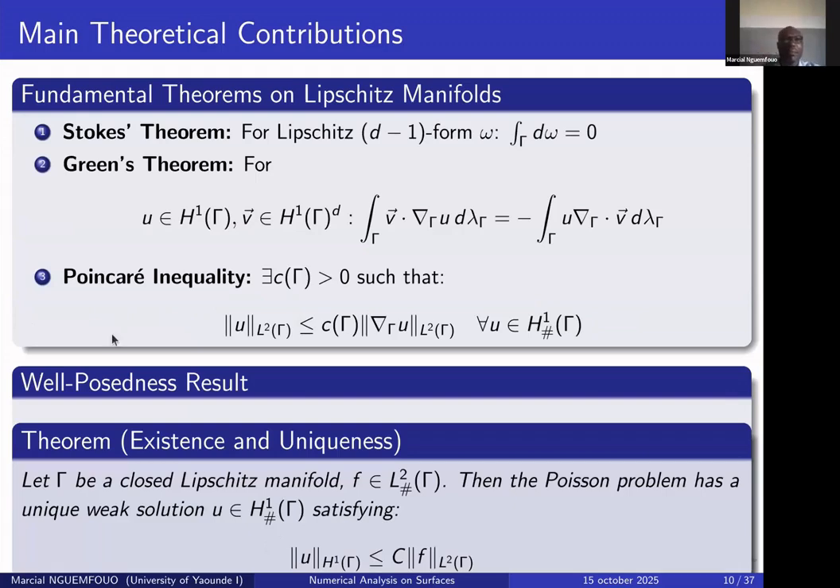The main theoretical contribution. To solve our problem, to derive the weak formulation in order to obtain the unique solution, we need Stokes theorem on Lipschitz manifold. That will help us to derive the Green theorem, which is a key theorem to obtain our weak formulation. After that, we need the Poincaré inequality type to prove that the bilinear form is coercive.